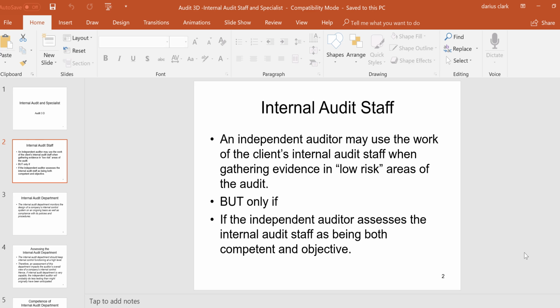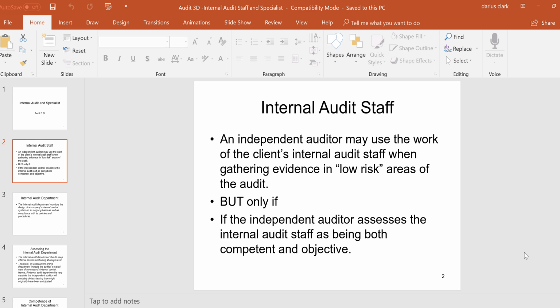So an independent auditor may use the work of a client's internal audit staff, even though these people are not independent because they get a paycheck from the client. We could nevertheless use them in planning, also maybe in internal control and evidence gathering, but only if we assess them to be both competent and objective. Right. Now, they're not independent, so we don't have to go there. But they still need to be objective. We need to assess them as being objective.